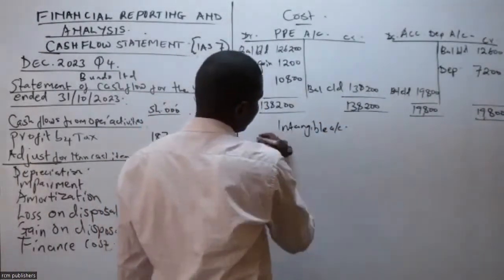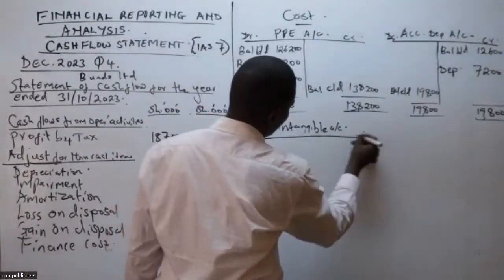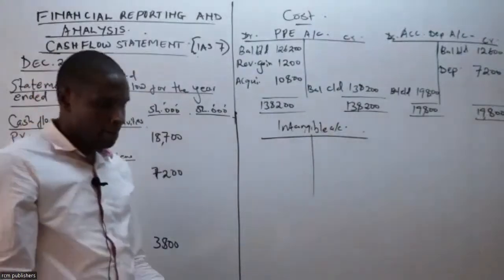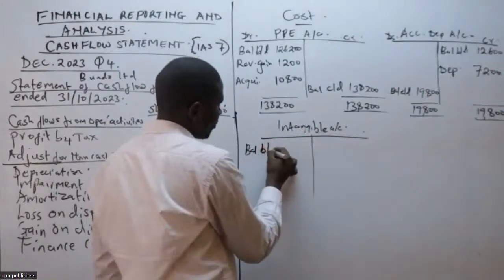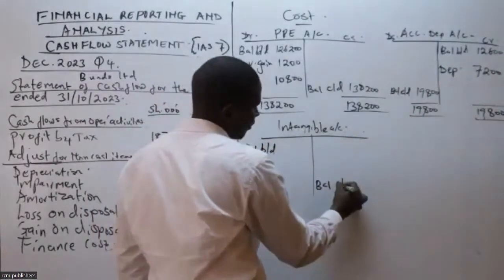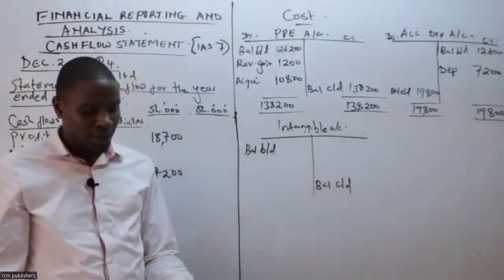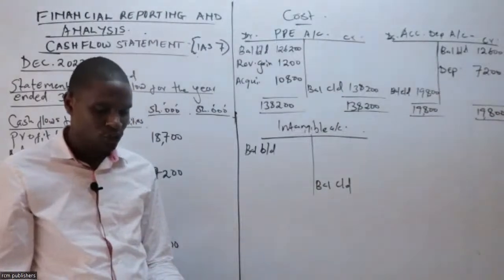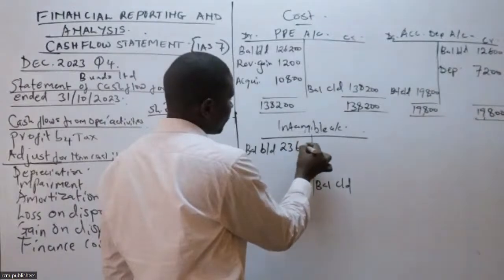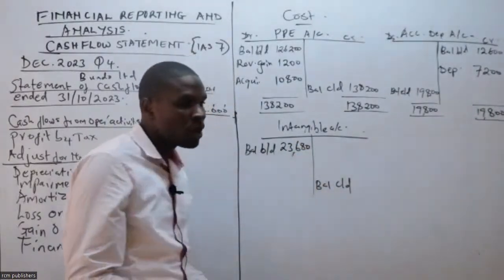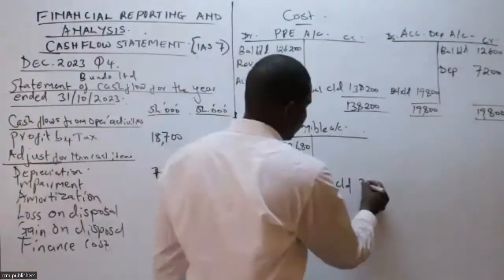Intangible asset account. This is an asset, so the balance brought down and balance carried down are to be on this side. Can you give me the balance brought down for the intangible asset? 2022, 23,680. That is the balance that was brought down. Then the balance that was carried down is 24,290.